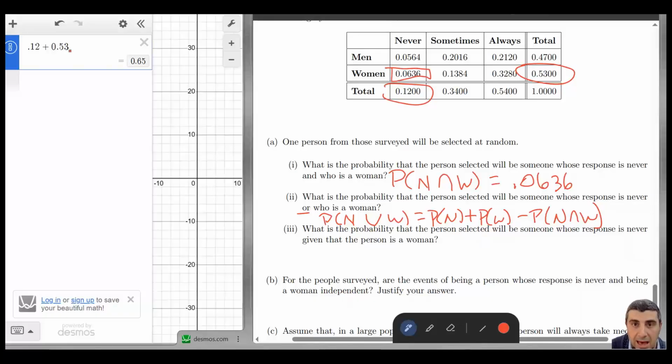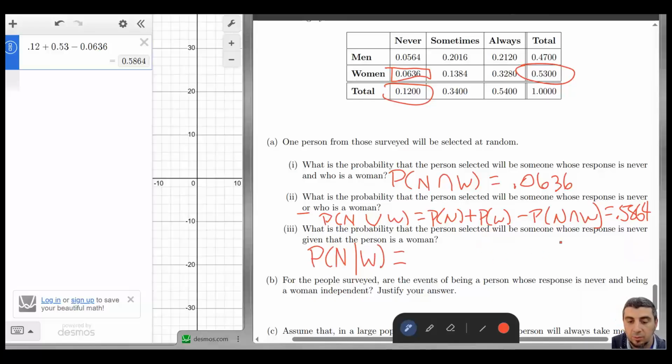But in those, we added in the probability of woman and never 2 times. So we need to subtract that out. And you get 0.5864. Number 3, what's the probability the person selected will be someone whose response is never given that the person is a woman? So probability of never given that they are a woman.